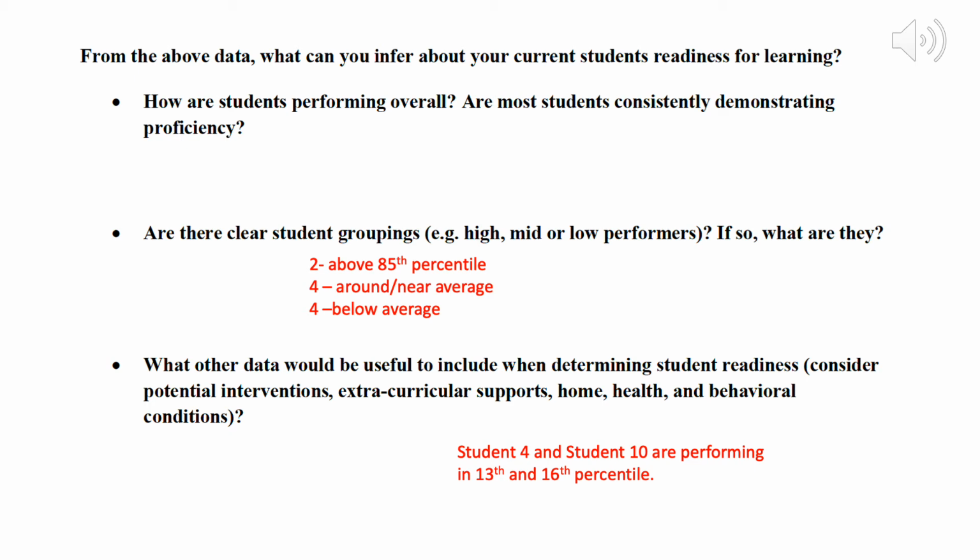And number 3, what other data would be useful to include when determining student readiness? I noted that I think it's interesting that student 4 and student 10 are performing in the 13th and 16th percentile, because that is so low. That's nowhere near the 50th percentile. So I think I would want more information or more assessment data than these 2 pieces of information, MAP and DIBELS, in order to learn more about what these students can and cannot do.